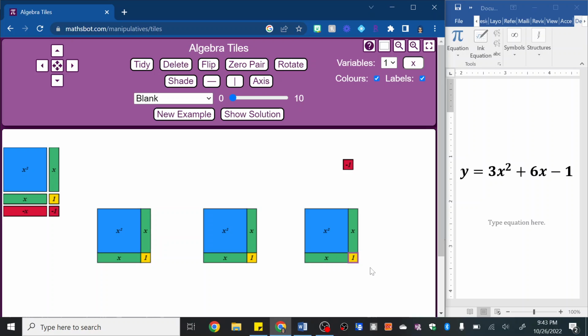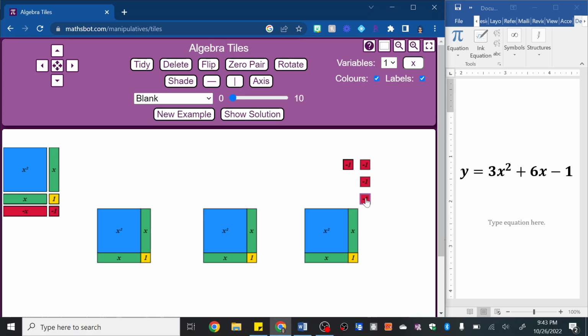So notice here how I randomly added 3 single tiles. I can't just randomly add. I'm going to take away the same amount as well. So I'm going to do 1, 2, and 3. So let's put this all together now.